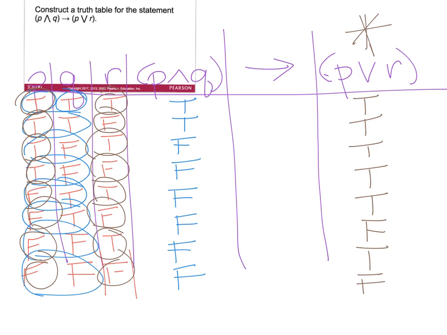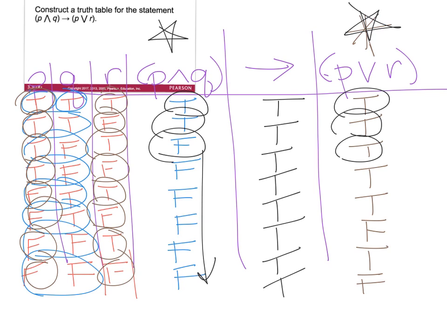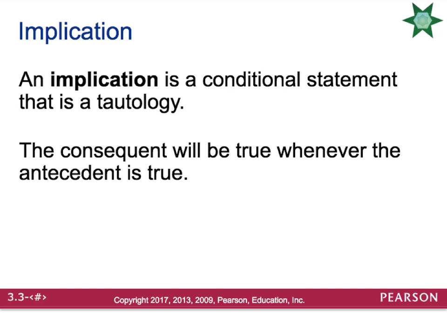And then last, we need to find the if-then statement. So we need to look at the antecedent first and the consequent second. And we need to look for any situations where we get a true and then a false. That is the only time the conditional is false. So we will have true, true, and we're going to have true the rest of the way down because the antecedent is false the rest of the way down. And notice you get a column of truths. That is a tautology.